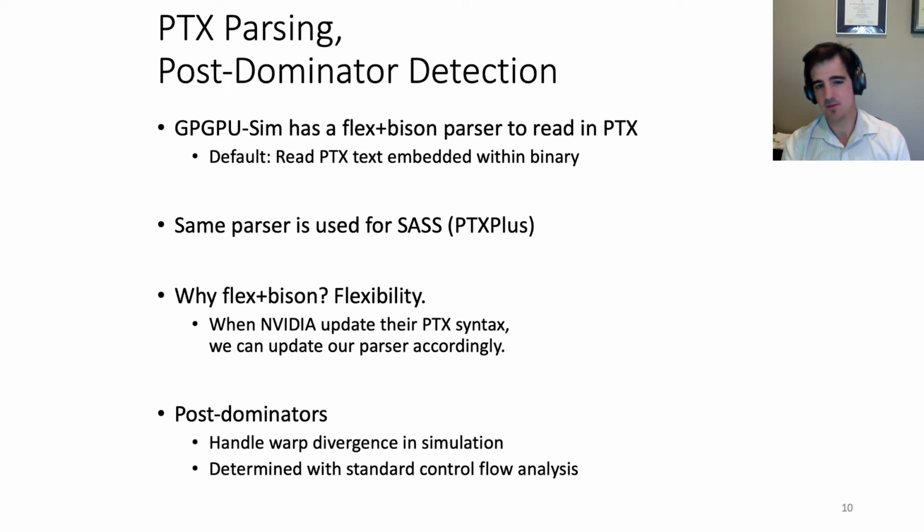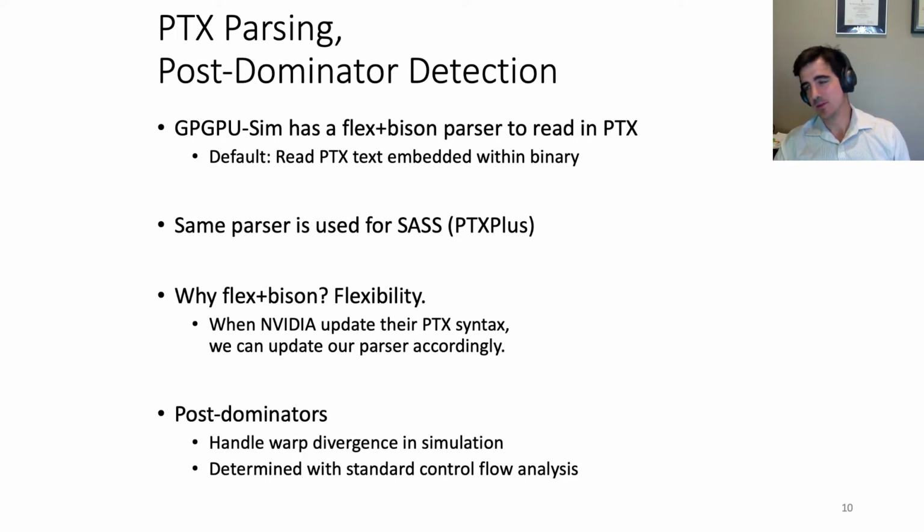It sounds simple enough. The hard part about this is that the SASS is not documented. The SASS is the machine ISA for GPUs. So you have to reverse engineer what each of the instructions does, and that takes time and is not always super accurate. Why did we use Flex and Bison?